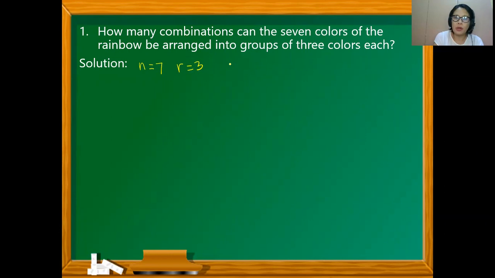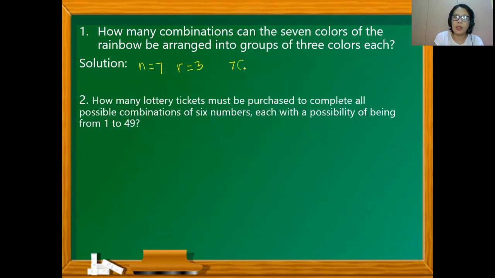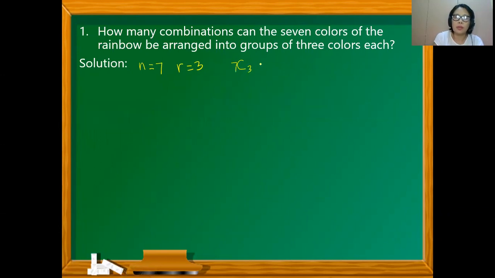So combination of 7 taken 3 is equal to 7 factorial all over 3 factorial times quantity 7 minus 3 factorial. And this will lead us to 7 times 6 times 5 times 4 factorial all over 3 factorial times 4 factorial.